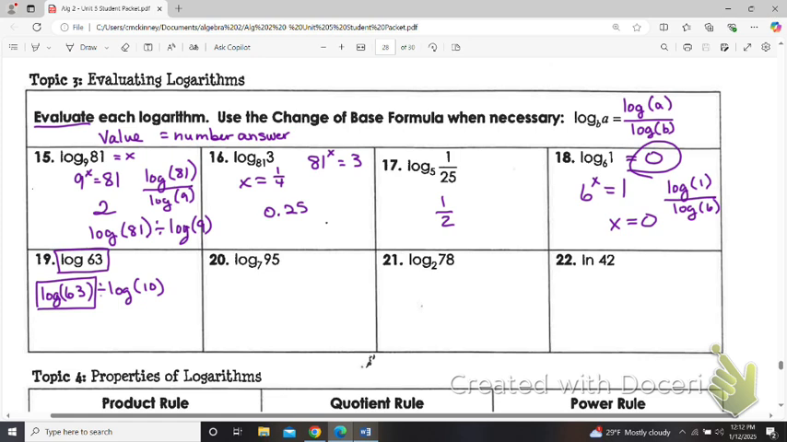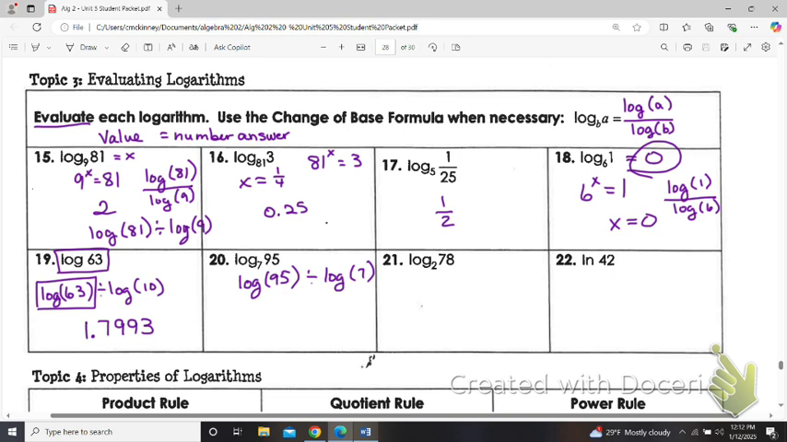Okay, it does not say here how many decimal places. If we kept 4 places, which is I think what we did on our last assignment, 3, I believe. If we were to only keep 3, we would just say 1.799. I will be clear with how many places you should round. So here we're doing log of 95 divided by log of 7.